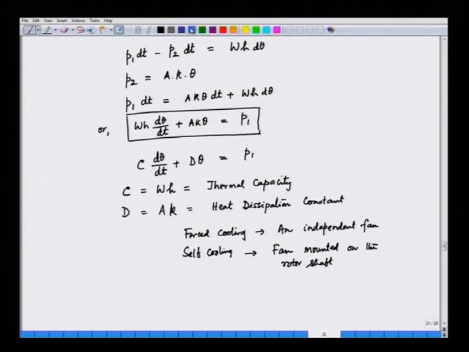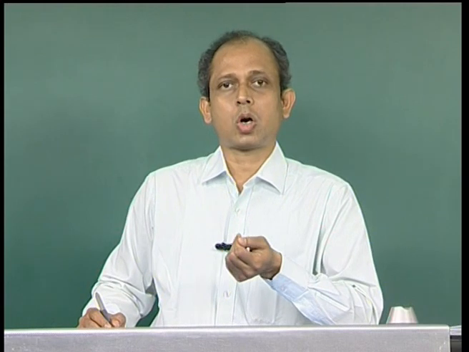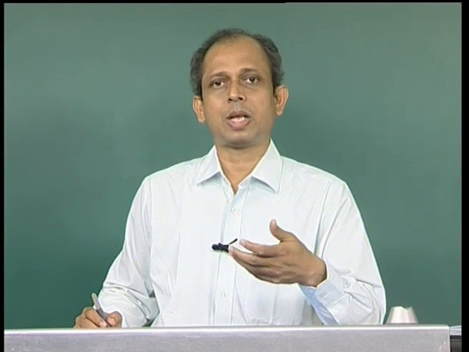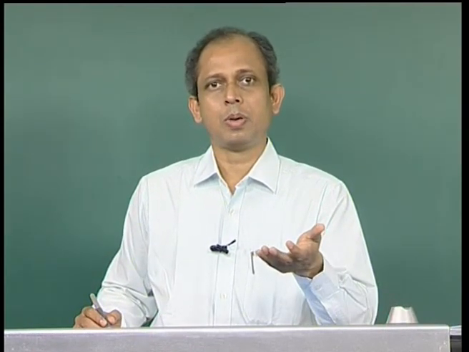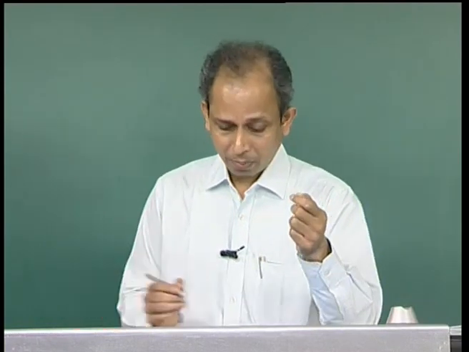Now, the first one, which is an independent fan, is basically speed independent. The second one, which is self cooling, is speed dependent. So, if we go for self cooling, the cooling will depend upon the speed. If we are talking about a variable speed drive, and the motor itself has a fan on the rotor, it is self cooling, and the cooling will be a function of the speed of the motor. And hence, the coefficient of heat transfer K, which is heavily dependent on how the cooling is taking place, will be speed dependent.